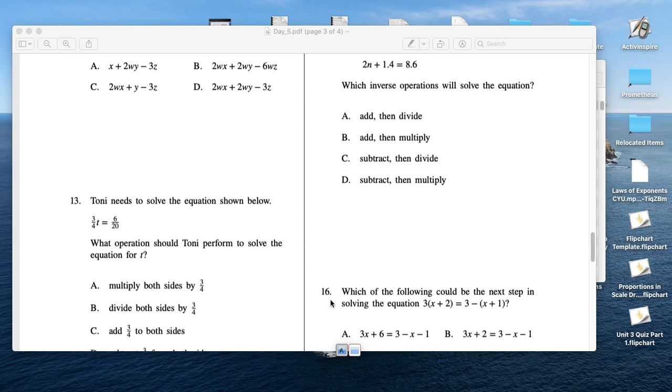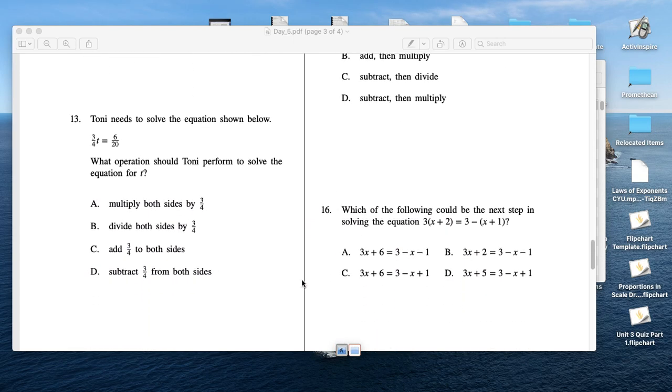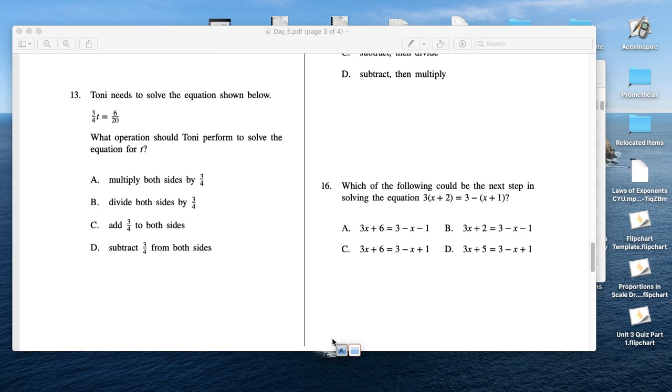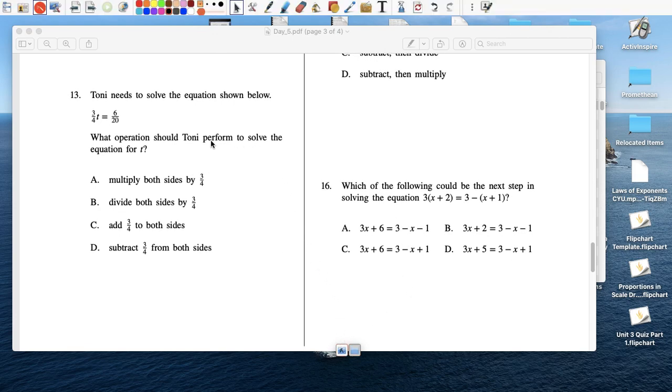13. Tony needs to solve the equation shown below. What operation did Tony perform to solve the equation for t? Alright, so we can multiply both sides. Remember what this is actually saying: 3/4 of t equals 6 over 20. The shortcut is knowing that we can multiply both sides by 4/3. And do we have something like that? We don't. Good.